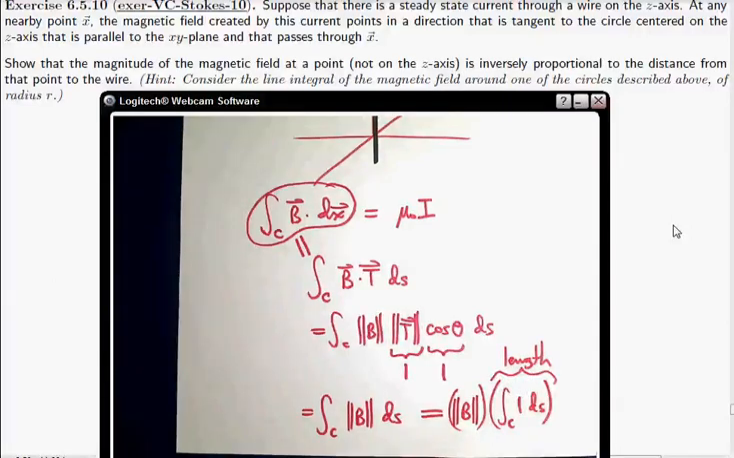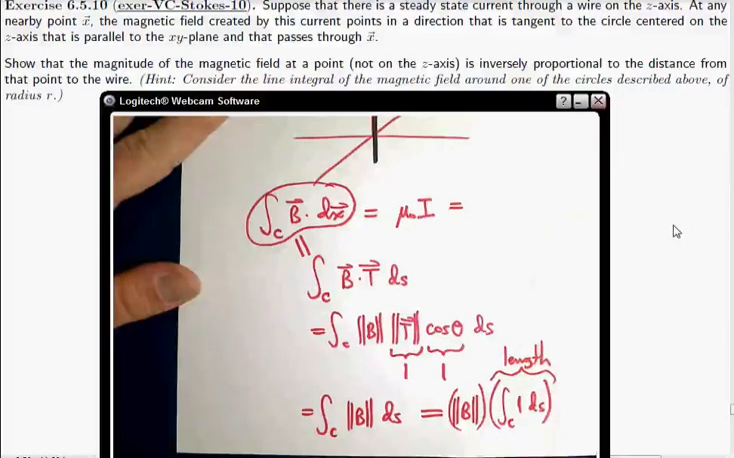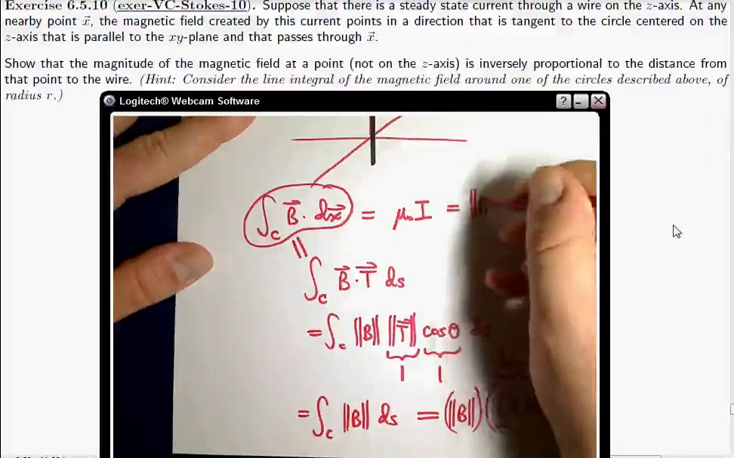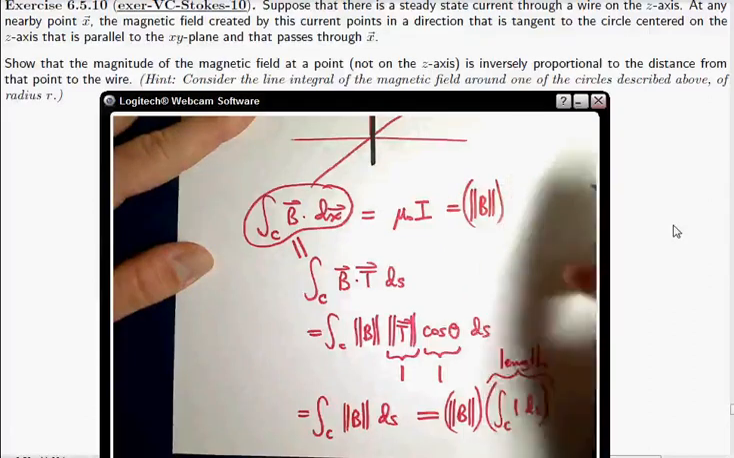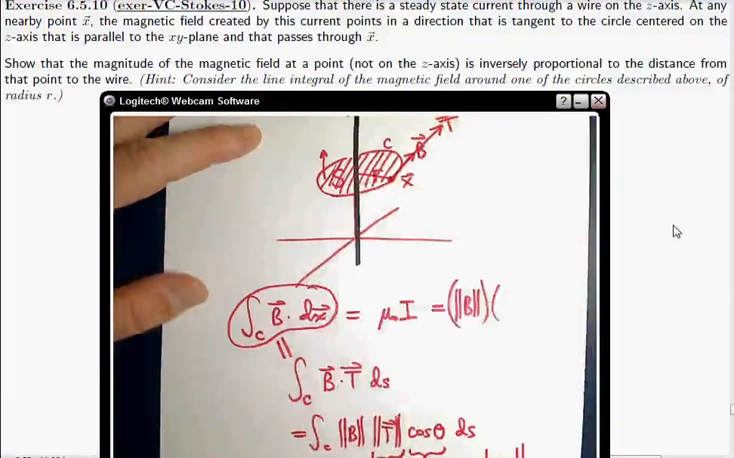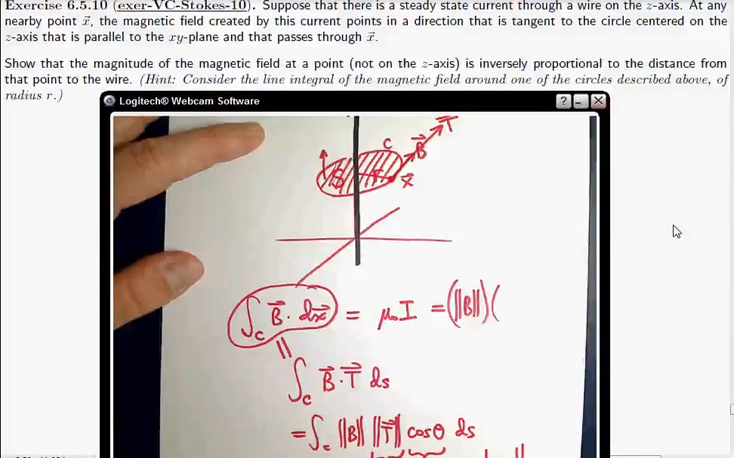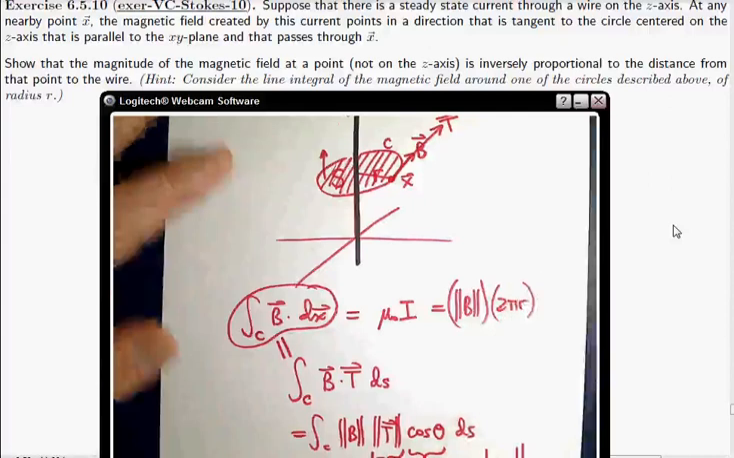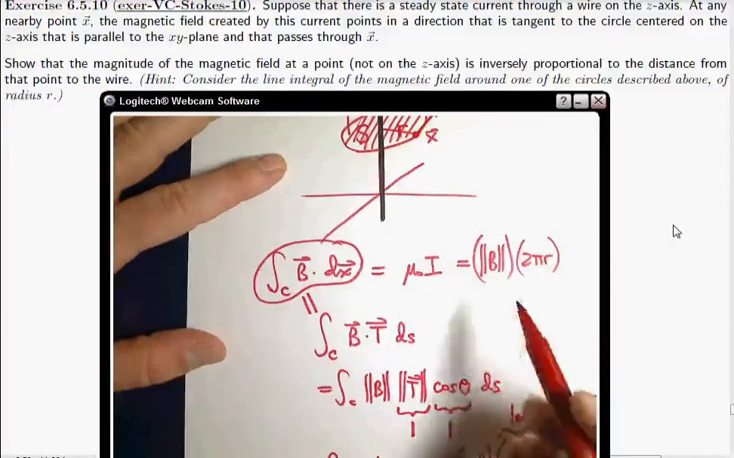Is that cool? So what I have then is that mu naught I is the length of B times, and well, the length of this curve, that curve is just 2 pi r. Let's let r be the radius, right? So 2 pi r. And therefore, I can solve for the length of B in this equation.